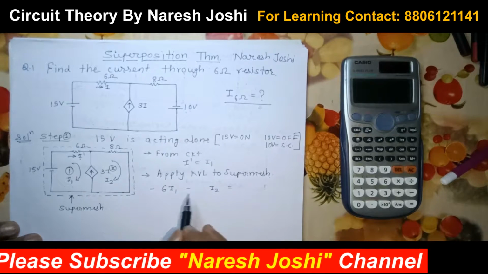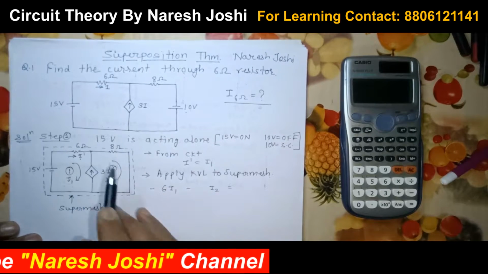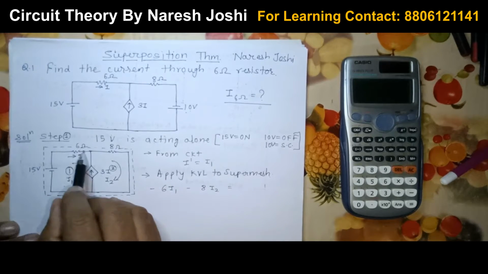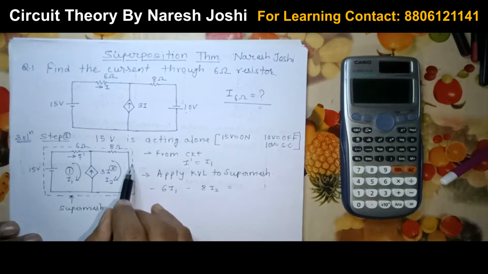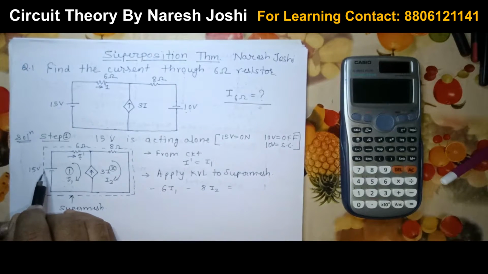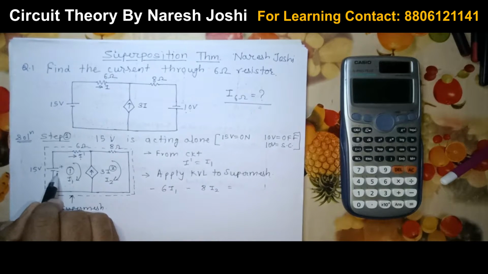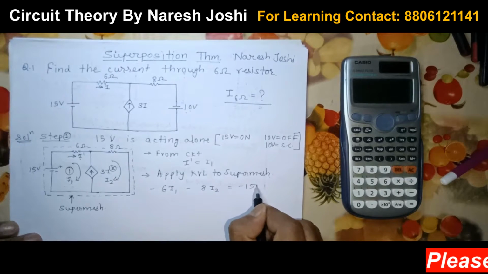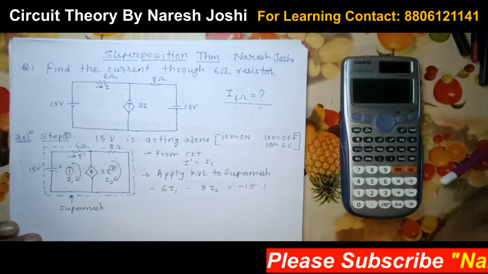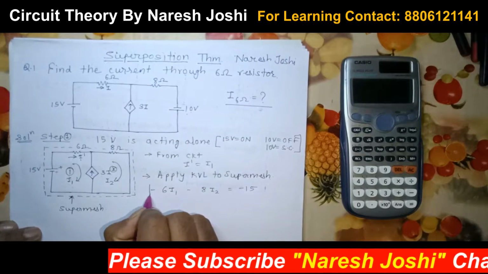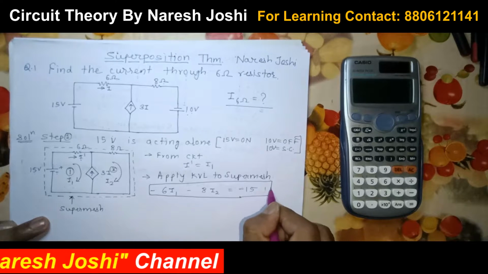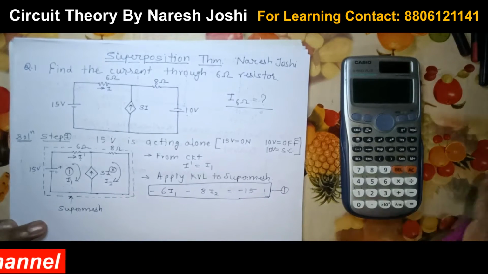Now check through which resistance I2 is passing. Only through the 8 ohm. So I will write that here. Then we follow this path, the super mesh path. Here you can see this is a 15 volt source. This is the negative terminal and this is the positive terminal. Whatever terminal is present first, you directly write it, so it is minus. So you will write minus 15. I will consider this as our equation number 1.